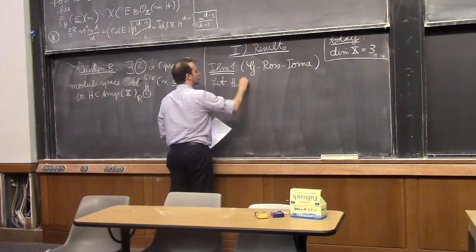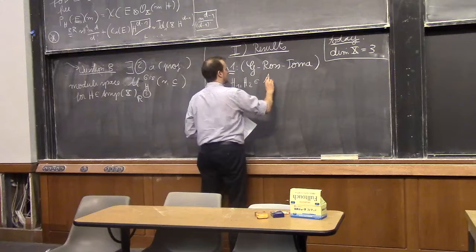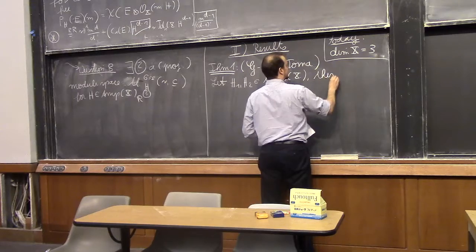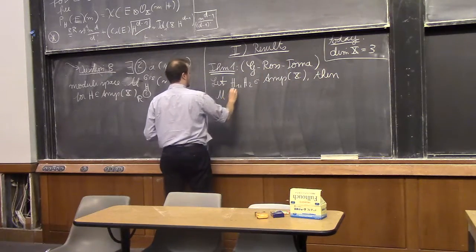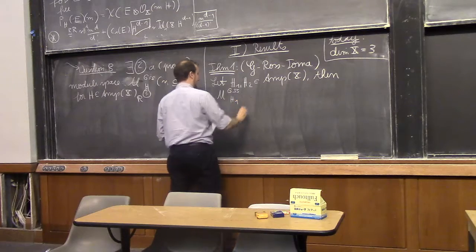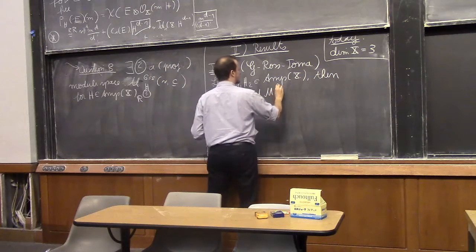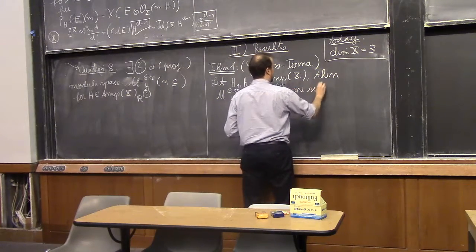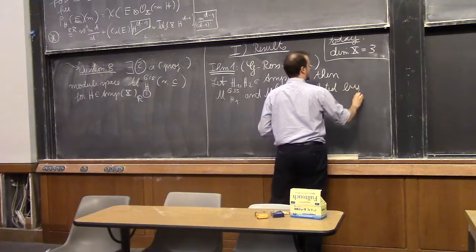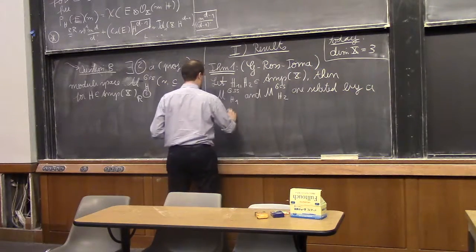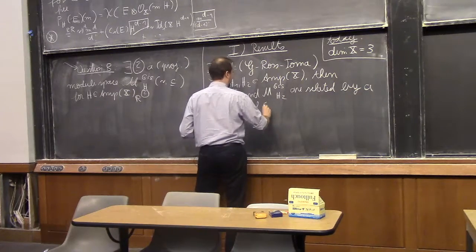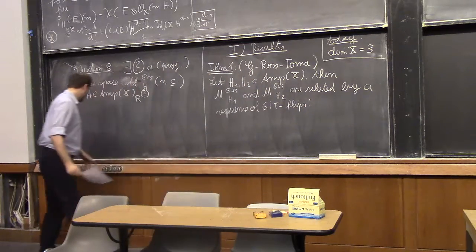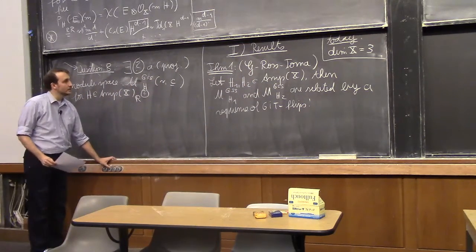So I start with two ample bundles, really. So these are really ample bundles. And then the statement is the two moduli spaces M p sigma H1 and M p sigma H2 are related by a sequence of GIT flips. And this is really the general statement.